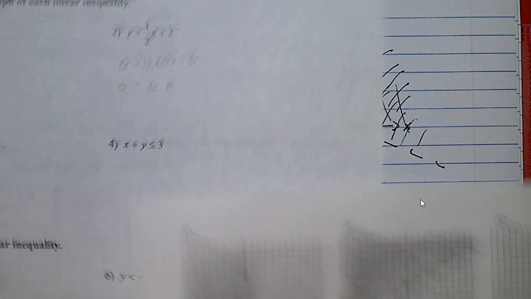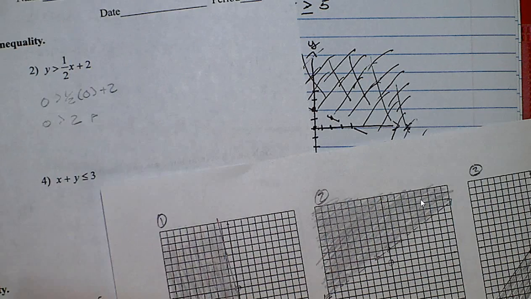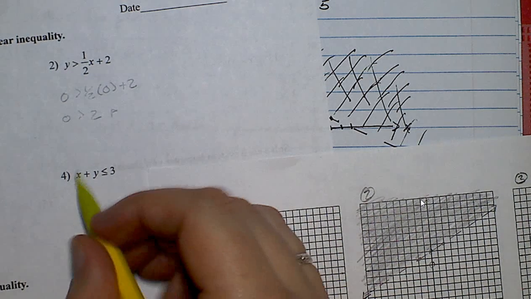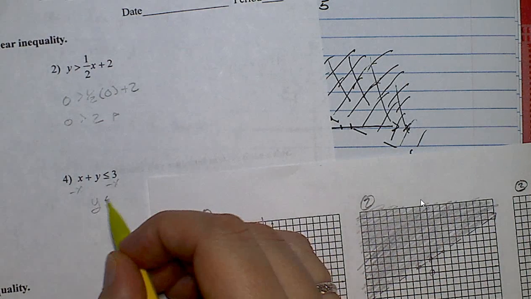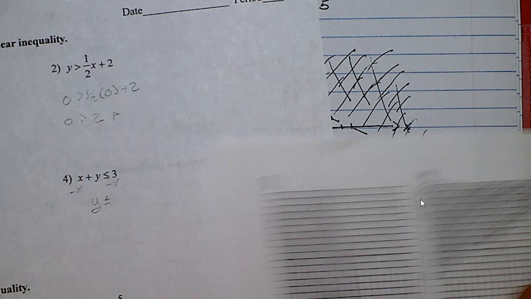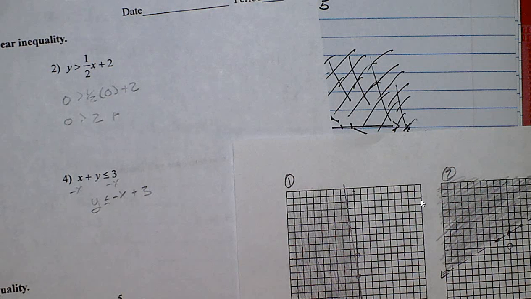Okay, so let's look at question number 4. Would anybody like to explain how we can solve question number 4 for y? Nathan? Remove the x to the other side, you subtract x. Okay, so what does that look like after I do that? That'd be y less than or equal to negative x plus 3. Do we need to do anything else? No.